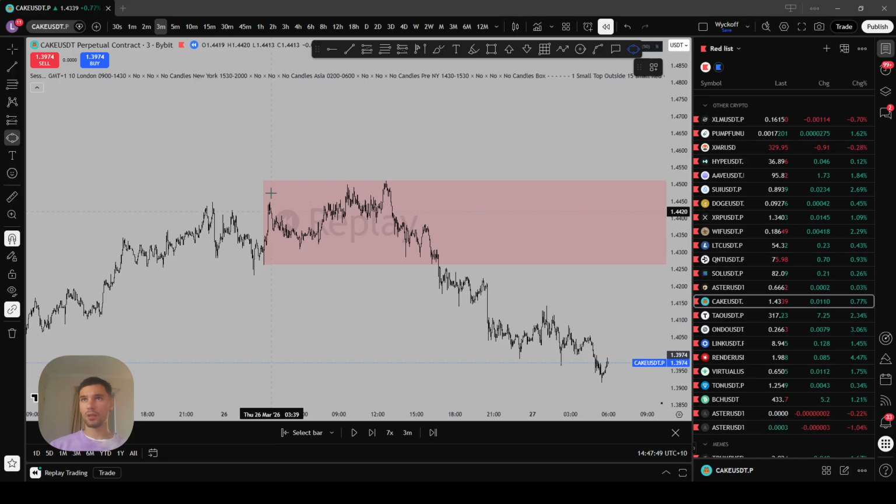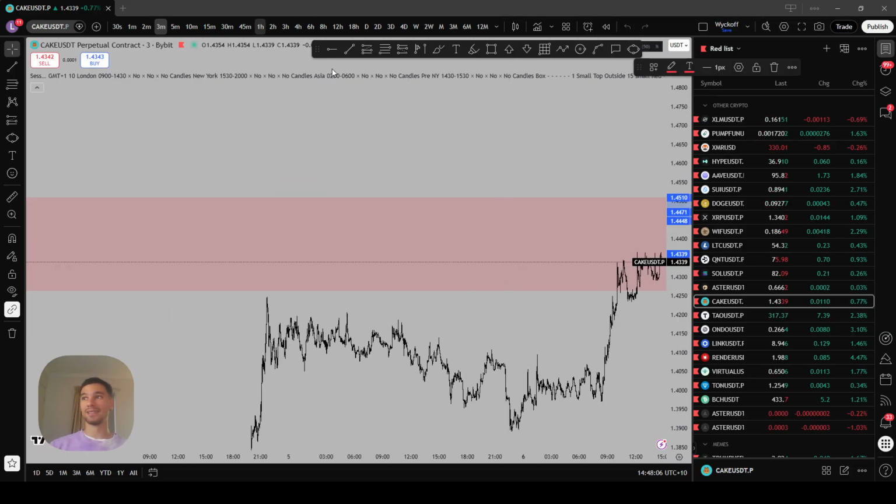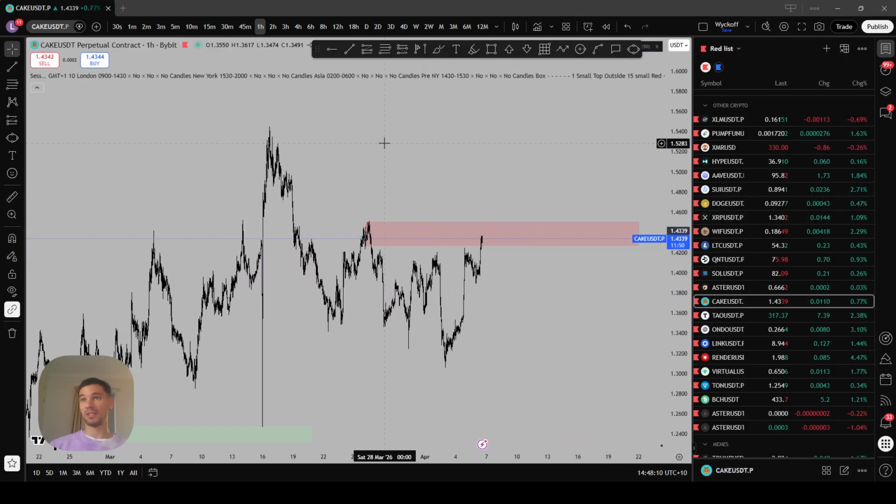Check this out. Supply created by a distribution model. So you know what that means? You're going to get a strong reaction from this supply. You can almost even set a limit sell just on this supply. Yeah, you could pretty much start shorting Cake from now if you really wanted to.